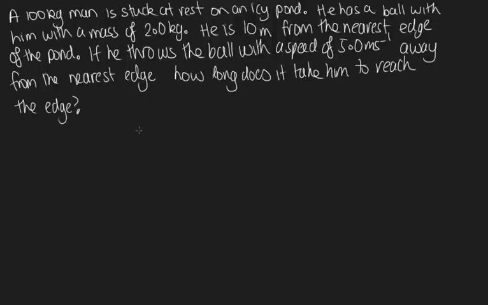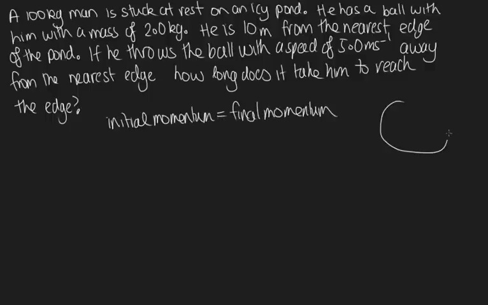So to answer this one, we're going to need to use the law of conservation of momentum. So the initial momentum is equal to the final momentum. And here's the pond, here's the man holding the ball. Now to start with, the man and the ball are stationary. So the initial momentum is 0. The final momentum is equal to the mass of the man times the velocity of the man plus the mass of the ball times the velocity of the ball. And so he throws the ball and the ball travels this way and the man travels this way. Here's the nearest edge here.